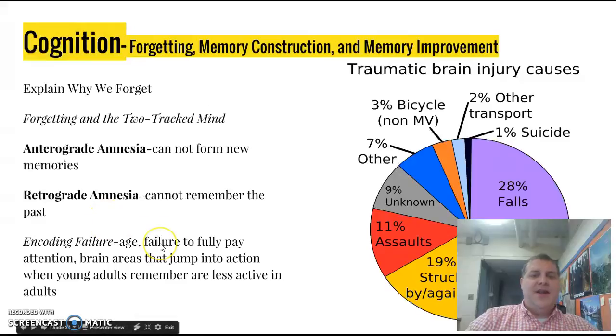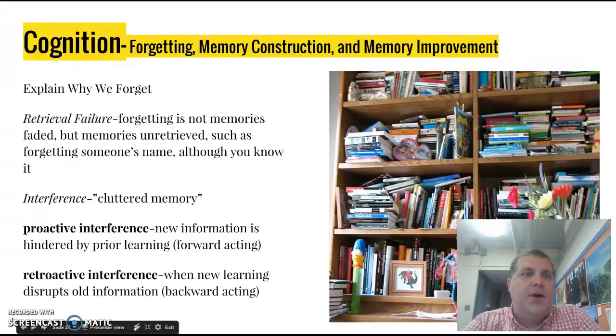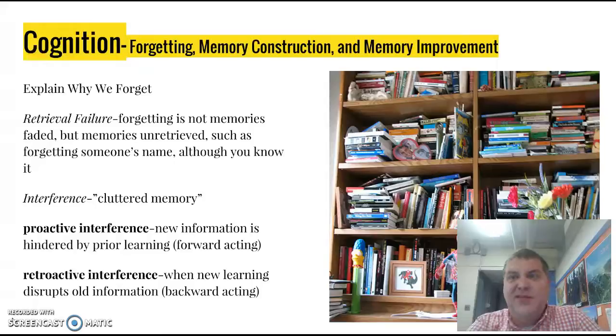Encoding failure says age and failure to pay attention. Brain areas that jump into action when young adults remember are less active in older adults. Retrieval failures: forgetting is not memories faded, but memories unretrieved. So you're getting a clutter in your library that you see on the PowerPoint. You know it's there, but you just can't find it. And so we have interference where all these things become a little bit cluttered.